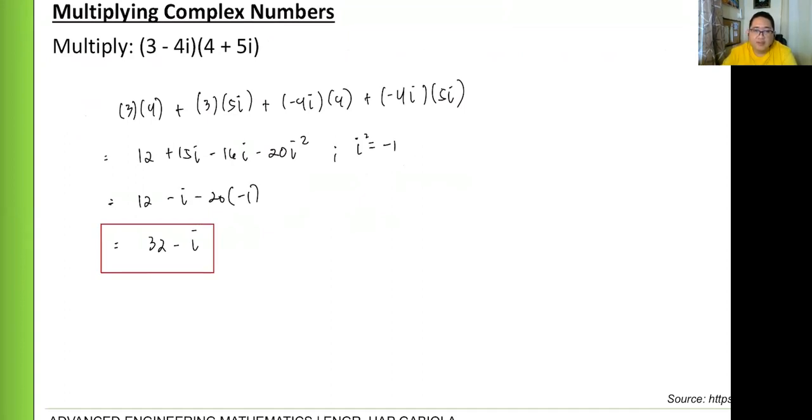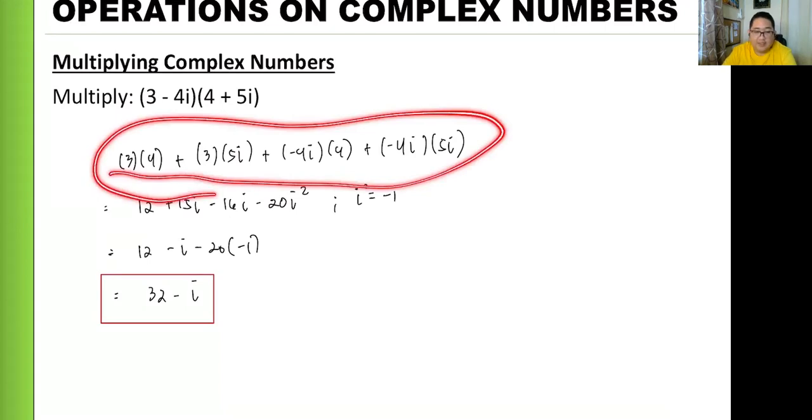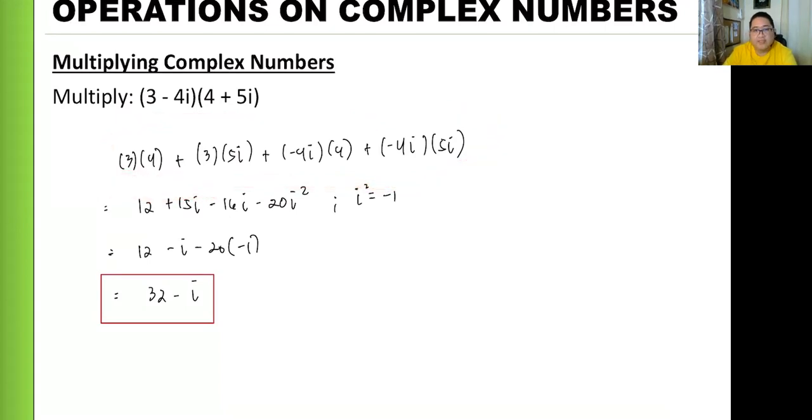So, yan. Yun yung sinasabi kong baka nagkakamali kayo dun sa sign, no? Kaya, I would suggest, please try to use parenthesis, no? Para hindi tayo nagkakamali. Okay? Kasi yun talaga lagi ang mistake, no? Kapag naman nasanay tayong gumagamit ng parenthesis, eventually pwede na natin siyang tanggalin kapag nagso-solve na tayo. Alright? So, I hope okay tayo dito, no? 32 minus i yung sagot niya.